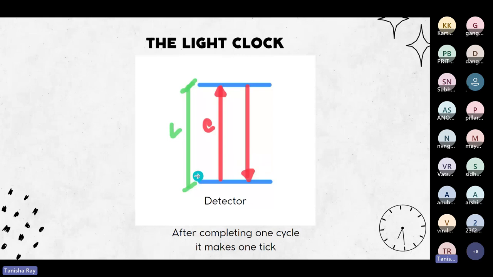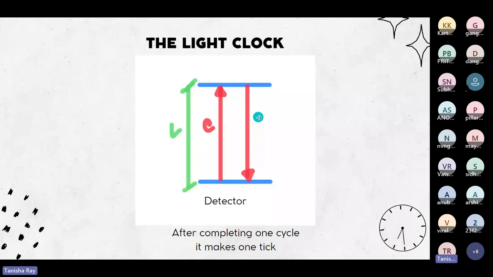Because we know the distance between this source and the reflector, say we call it L, and we also know the speed of light. So using these ticks, we will be able to measure the time elapsed. So this is the simple mechanism in which a light clock works.